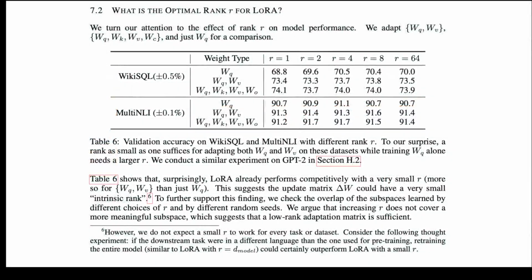Now, we have been talking about using LoRA for adaptation. One of the key parameters in LoRA is the rank, which is something that we have to choose. So, what is the optimal rank for LoRA? It turns out, to everyone's surprise, a rank as small as 1 is sufficient for adapting both the query and the value matrices. However, when adapting the query alone, it needs to have a larger rank of say 4 or 8 or even 64.